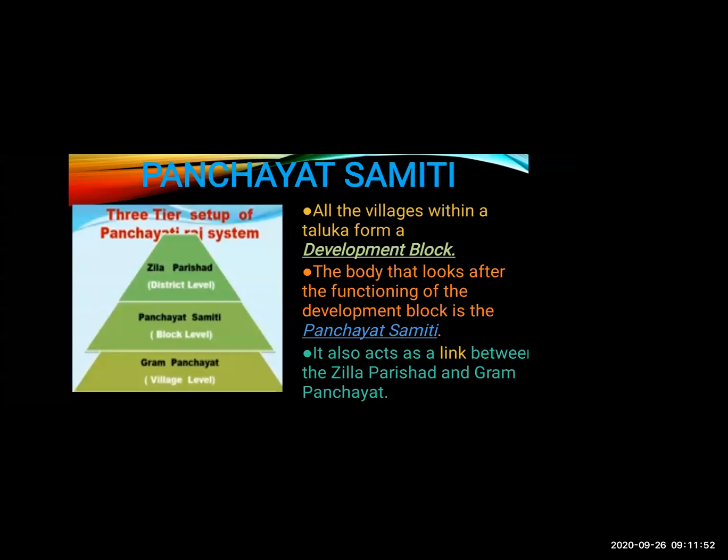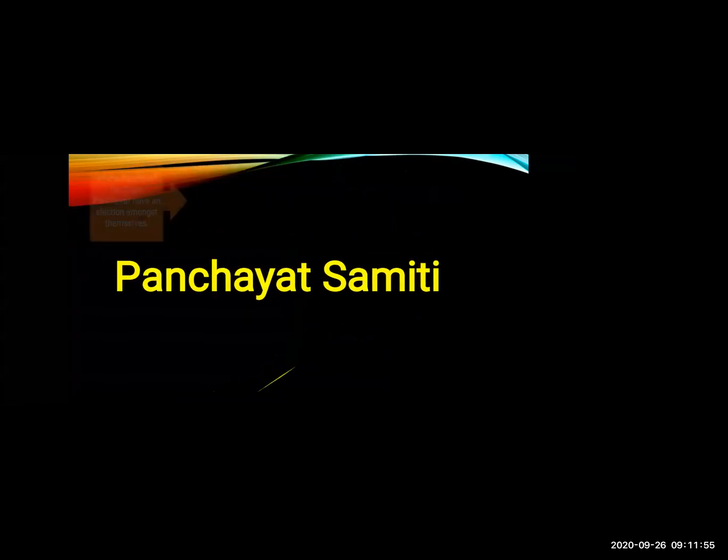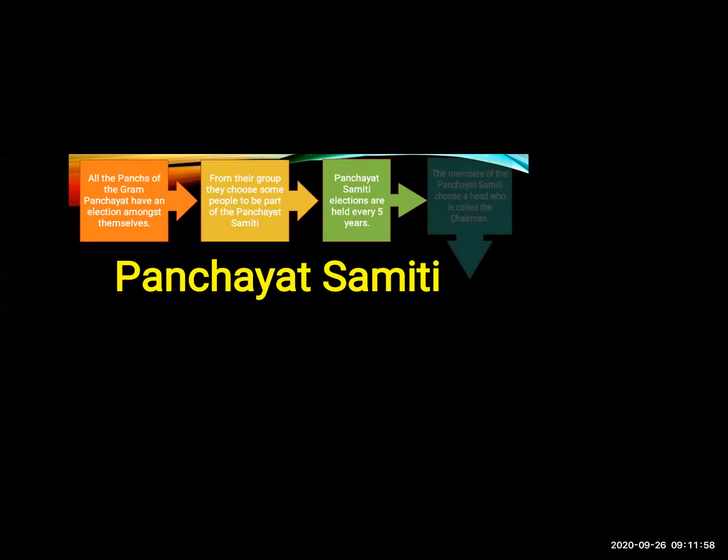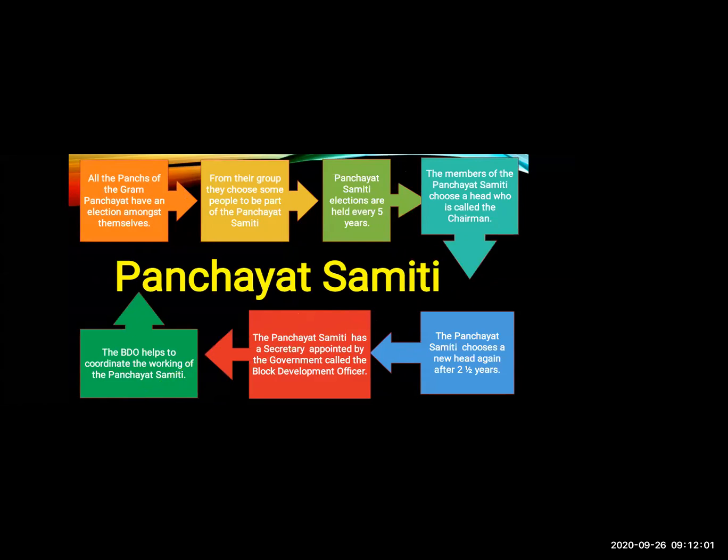Now we will move forward. Panchayat Samiti. Now we will see the various aspects of Panchayat Samiti, what things are included in it, how Panchayat Samiti is formed, how it takes place. All the Panch of the Gram Panchayat have an election amongst themselves. In a particular village where Gram Panchayat is there, there are 5 people who are the most important members of the Gram Panchayat. So what they do is conduct an election amongst themselves.